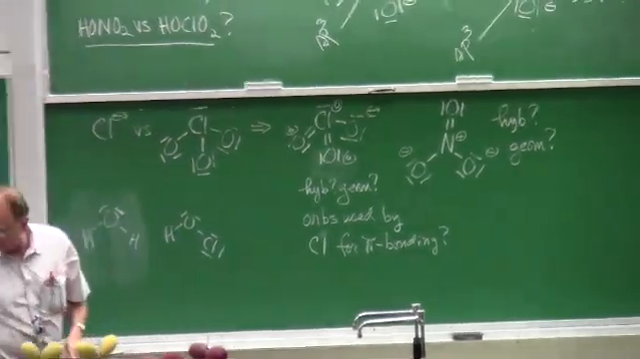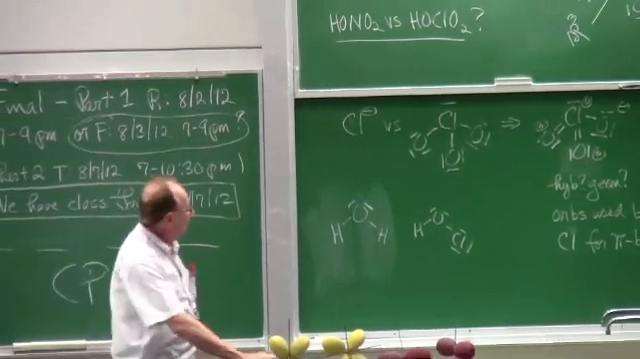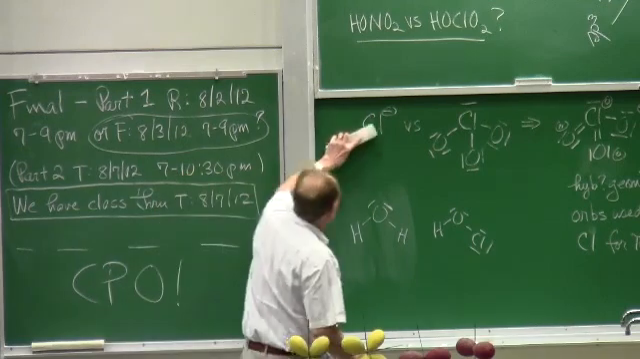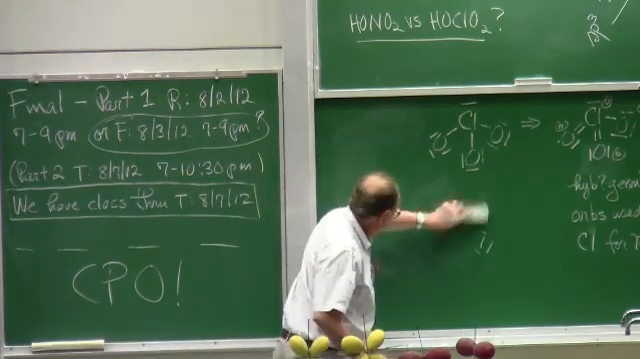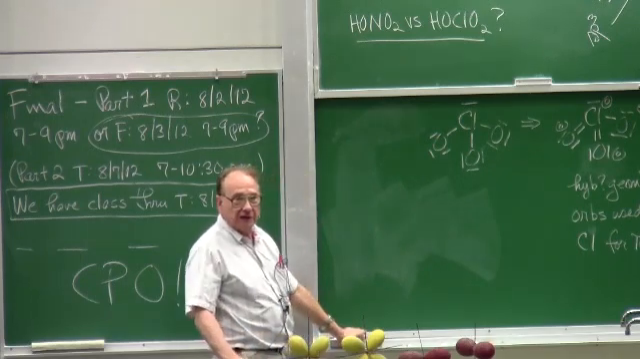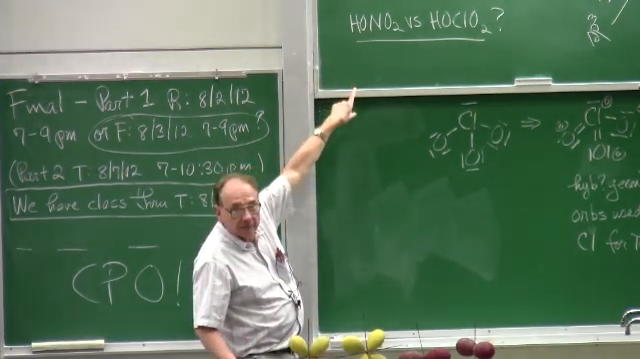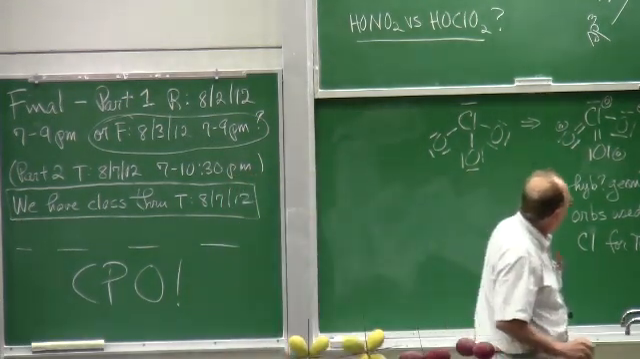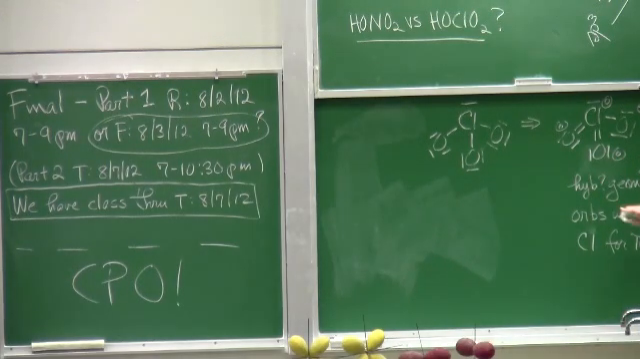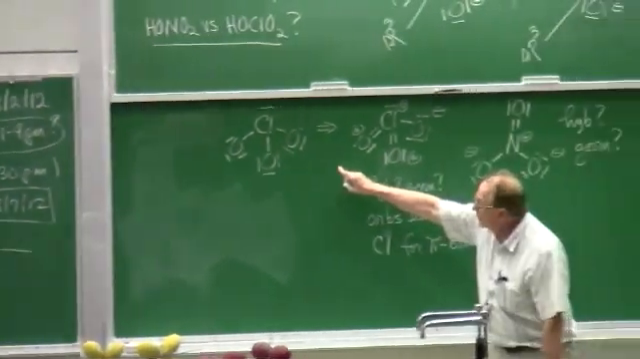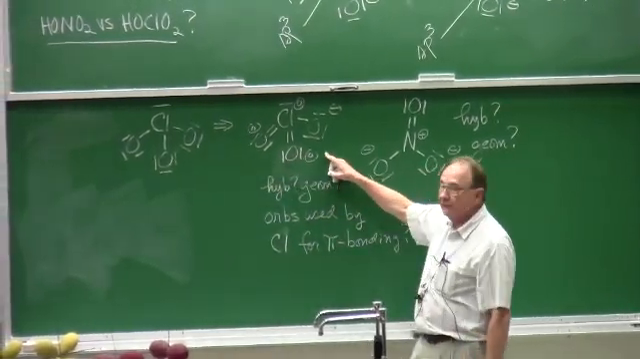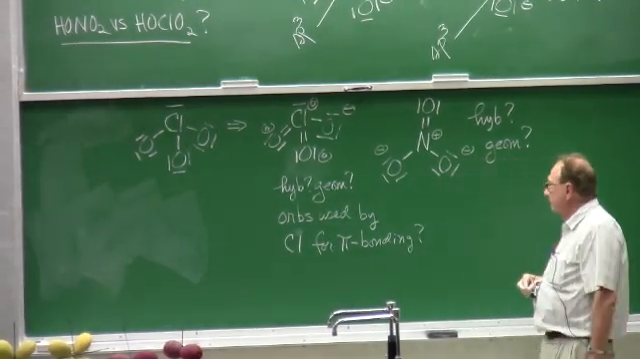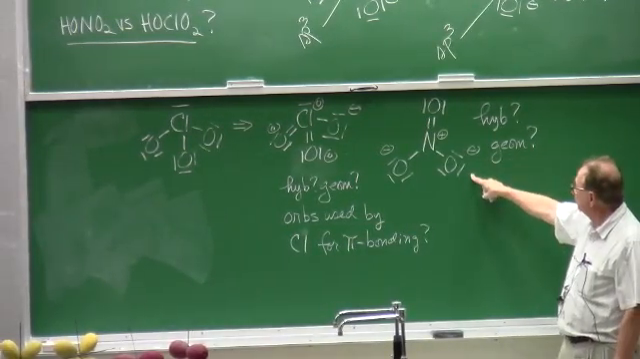To help us with this, I've already taken the liberty of putting the Lewis pictures on the board for the conjugate bases of these two acids. Now let's see what we have. If we minimize formal charge for chlorate ion, then we have this picture, which we just looked at. And here again is the Lewis picture for nitrate ion.